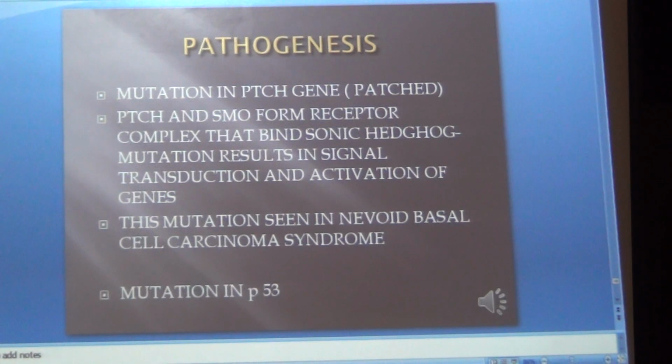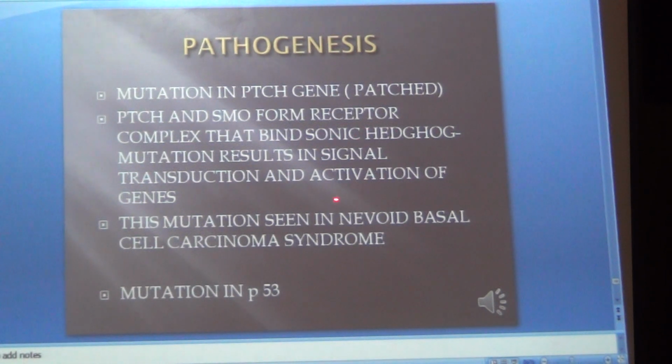Pathogenesis. There are some theories about its pathogenesis. One is a mutation in the PTCH gene. The PTCH gene resembles the patched gene of Drosophila. PTCH produces a transmembrane glycoprotein, which combines with another transmembrane glycoprotein, SMO, and together they form a receptor complex. This receptor complex then combines with sonic hedgehog, SHH.